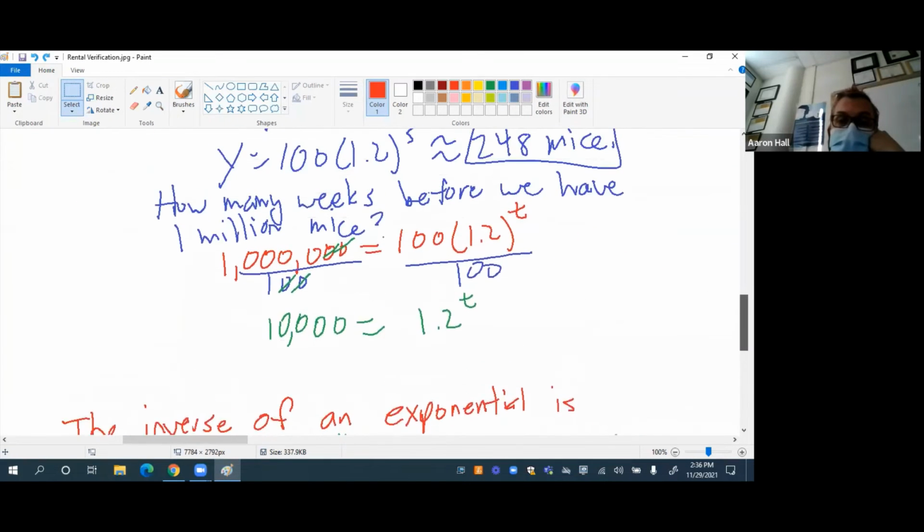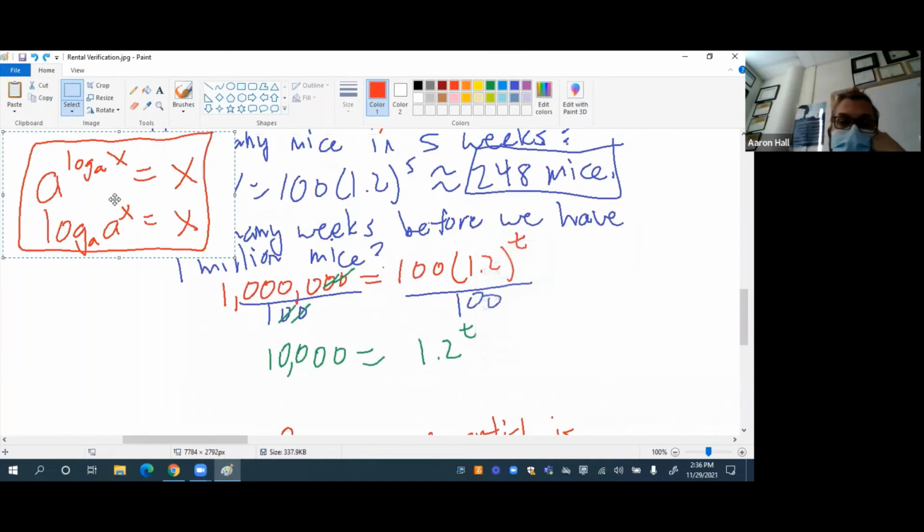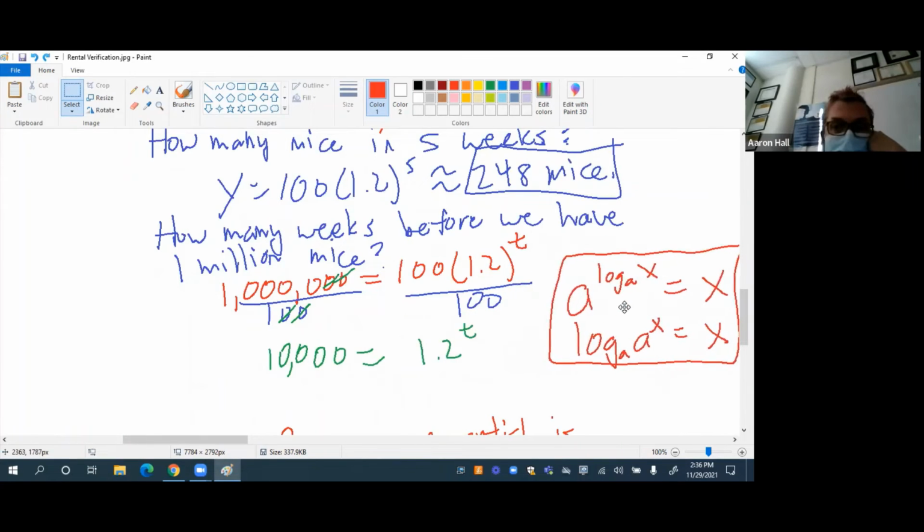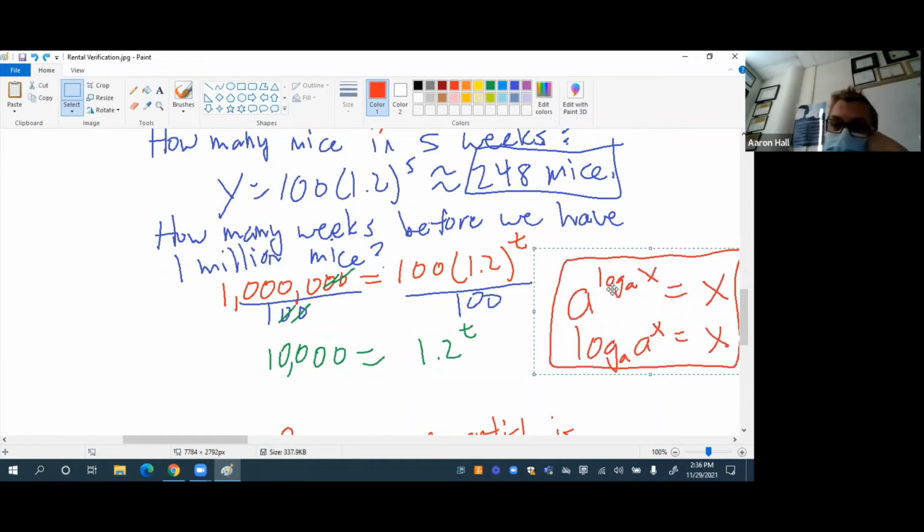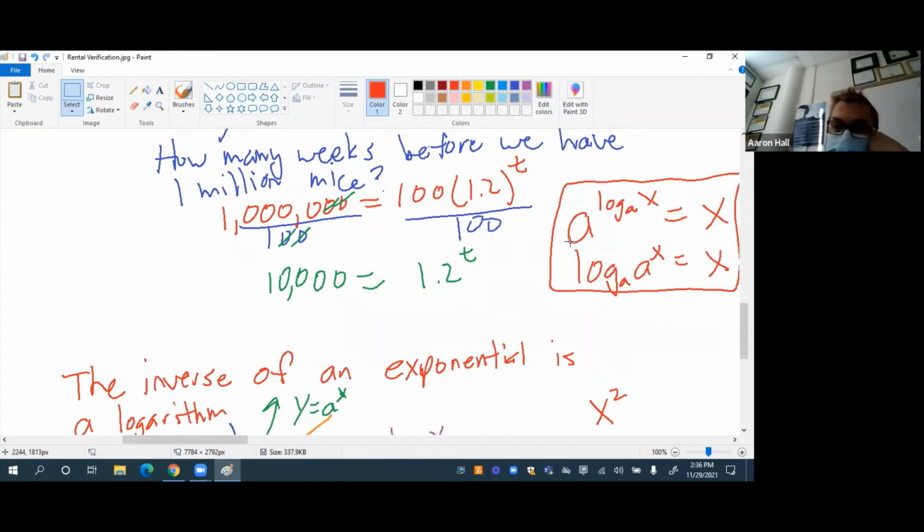I'm going to go back up here. Just going to drop this. I'm going to call this the definition. It's really the definition of a logarithm. So looking at this definition here, is there some way that I can use it to isolate this t value so that I have my answer over on the left-hand side?